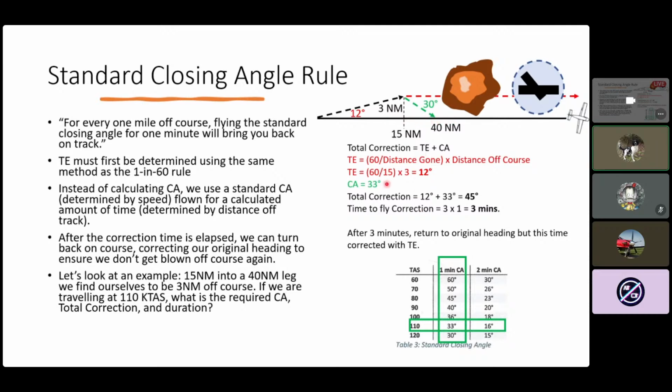But as with this, all we had to do was calculate the track error, turn right 45 degrees, time it 3 minutes, and then turn back on course.